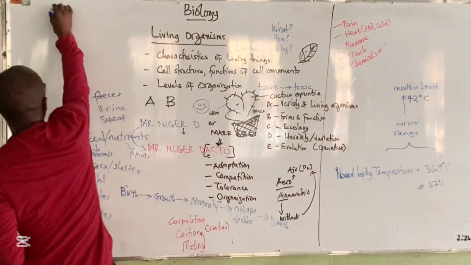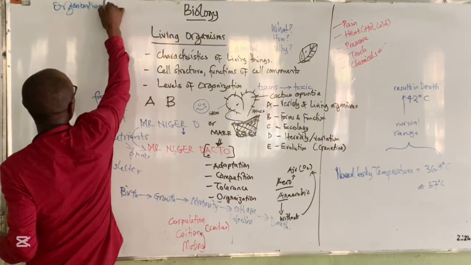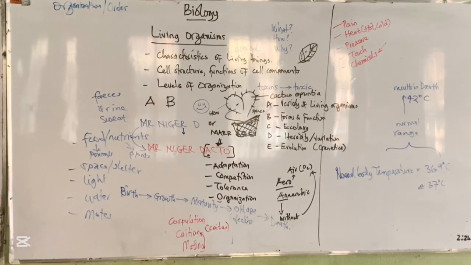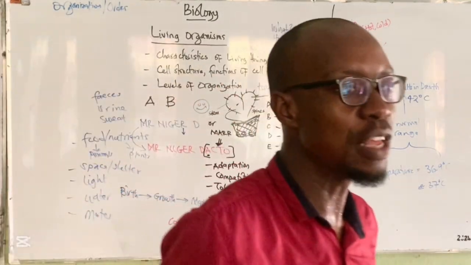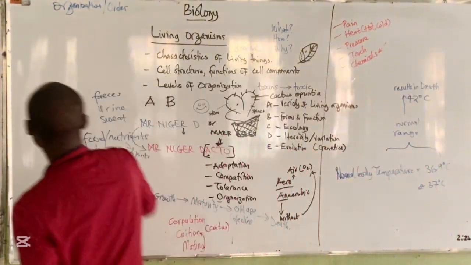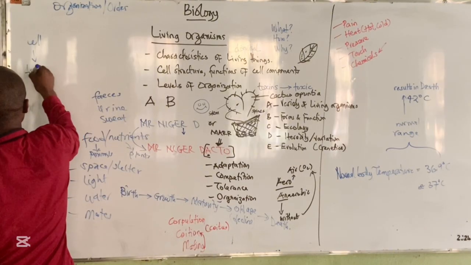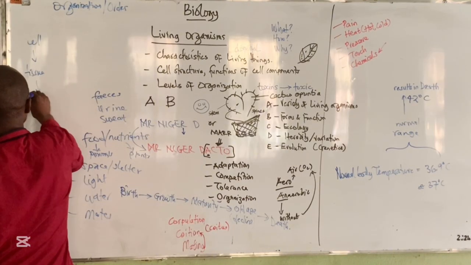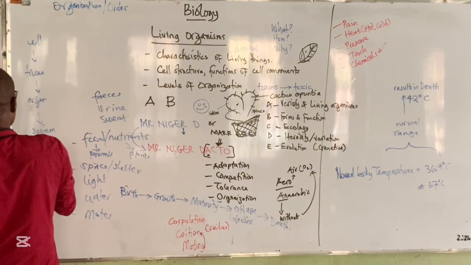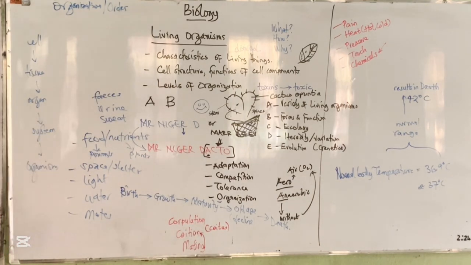Now, let's give attention to organization. Organization in biology could also be explained to mean what? Order. Organization could mean the hierarchy of living organisms. So what is the hierarchy of living organisms? We have four basic hierarchy. We have cell to tissue to organ to system to organism. This is the basic four.